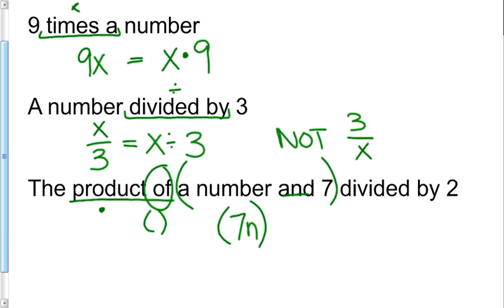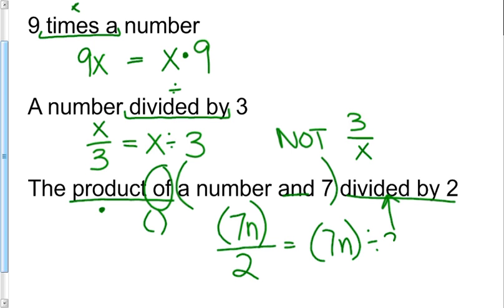And then we move on to what we have left over, divided by 2. So we could have 7n over 2. We could have 7n divided by 2. But the key is when you see that "of," whatever follows it, there should be two things that follow it. Those are going to go in parentheses.